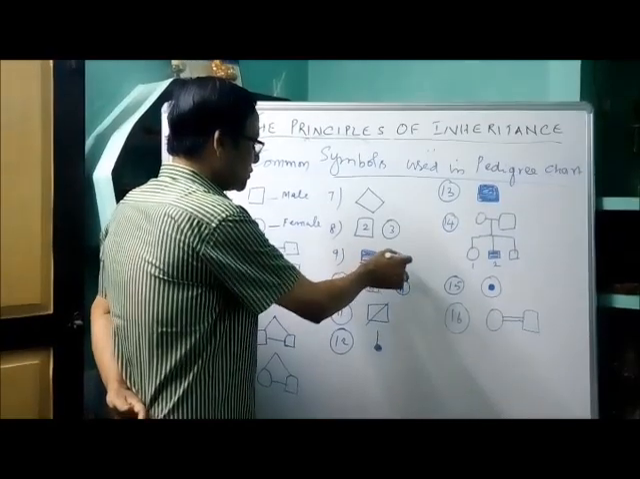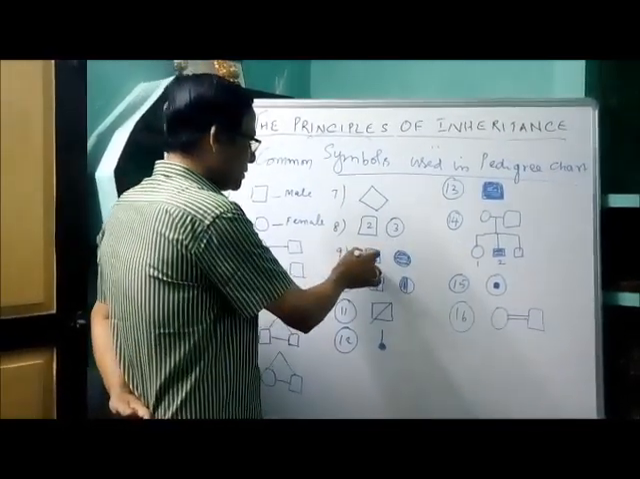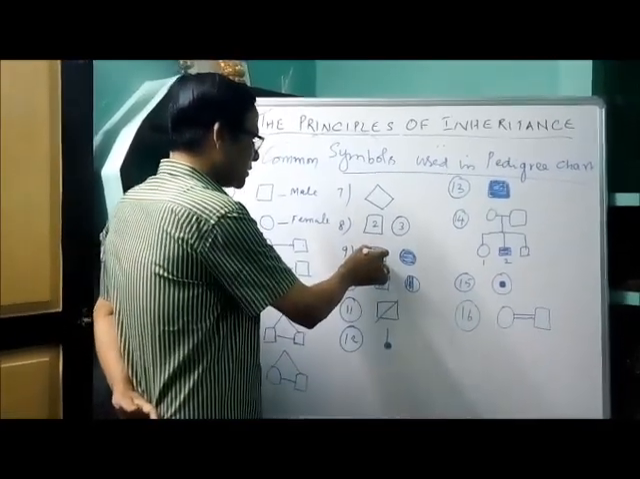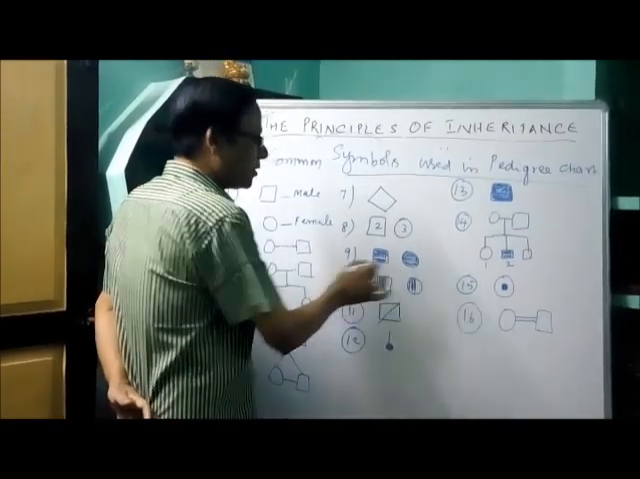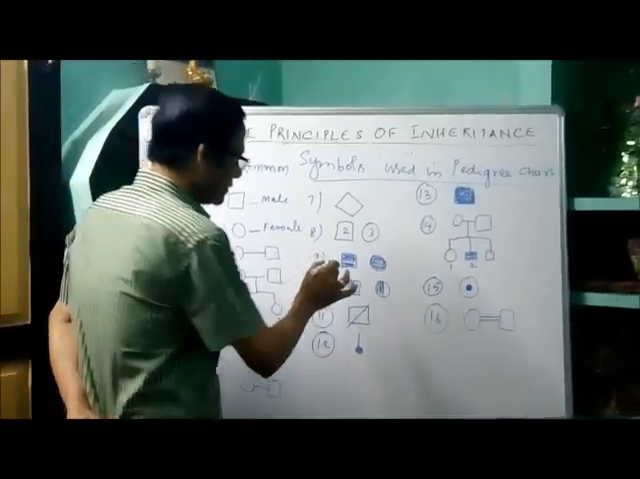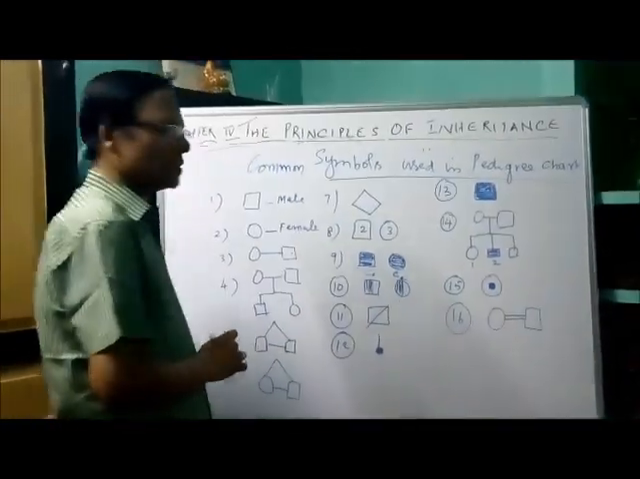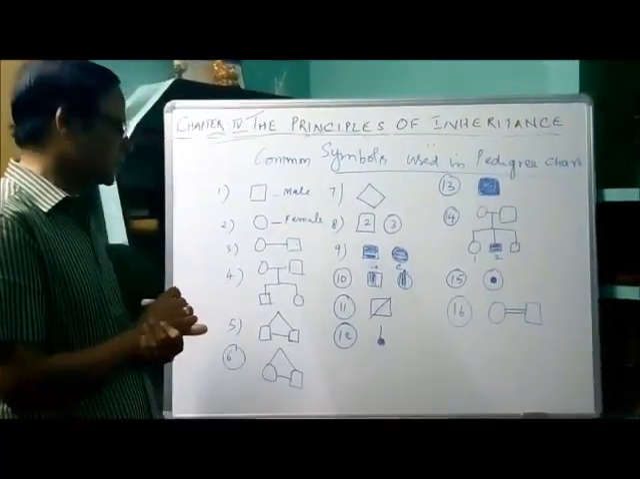Now here I shaded a square and then a circle. That means these two are affected male and affected female. Now here it represents half shaded, that is heterozygous condition. For example, capital C, small c. And these are all the homozygous conditions, either recessive or not.